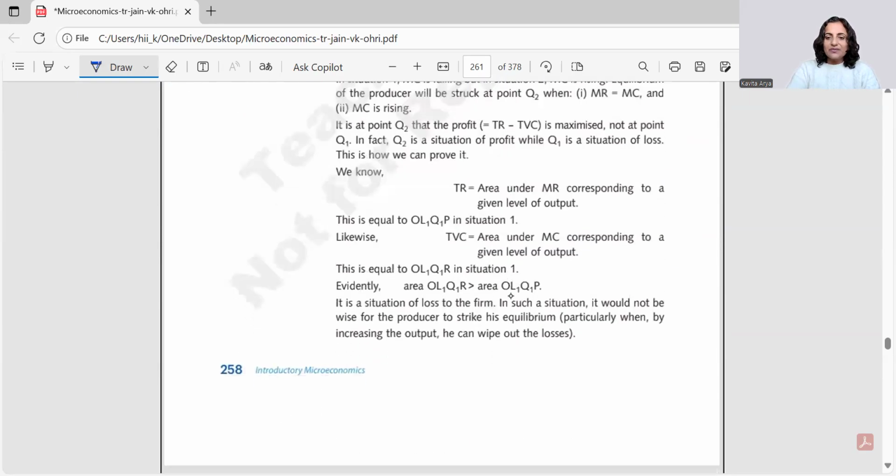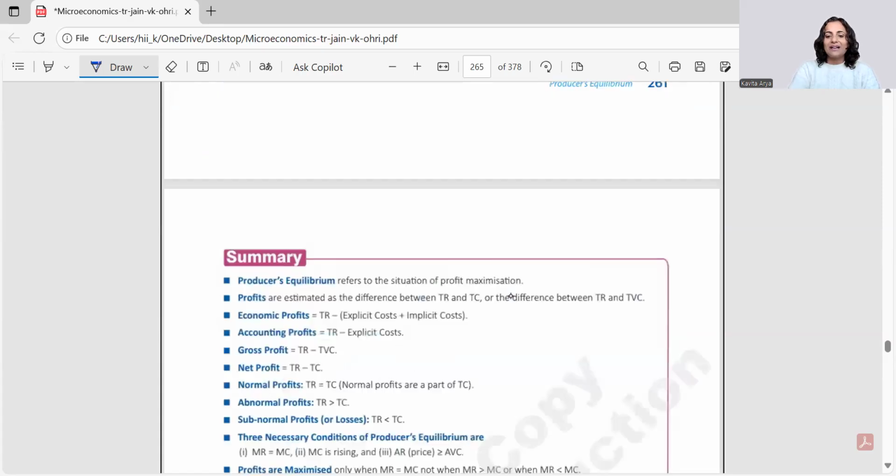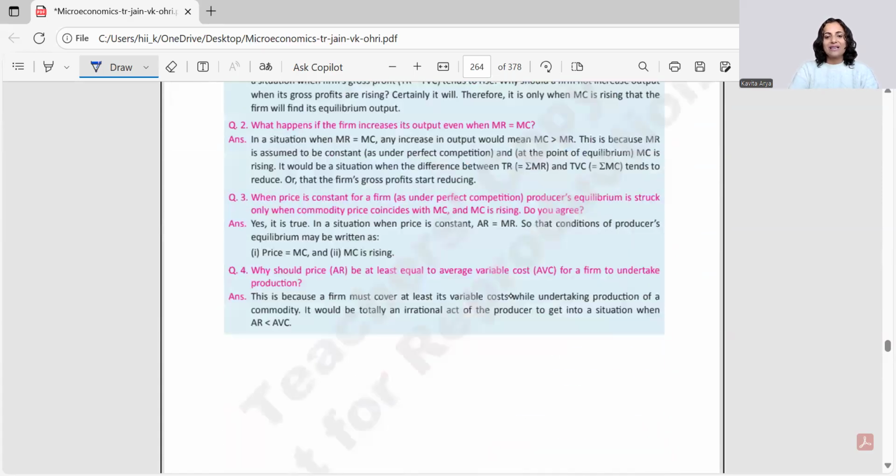I hope this is very much clear, and this is all we have to talk about in this chapter, and we are done with producer's equilibrium.